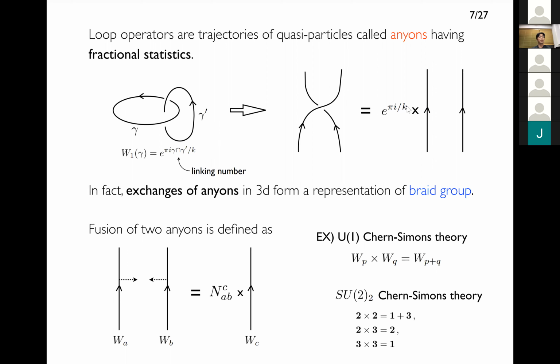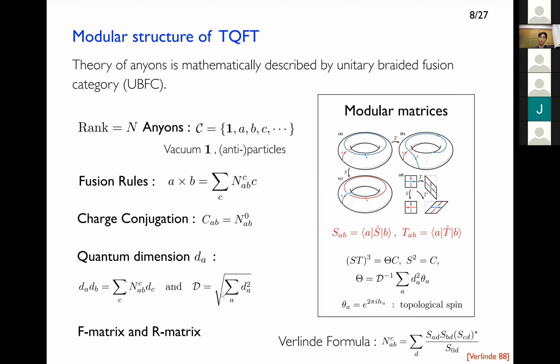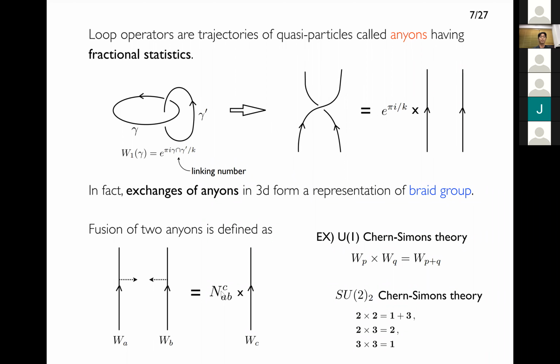So when anyons exchange their positions, the amplitude receives a fractional phase like this. In 3 dimensions, exchanges of anyons in fact form a representation of the braid group. This braiding statistics among the anyons is very important in 3D anyon physics. Fusions of 2 anyons also characterize TQFTs. Two anyons can fuse together and produce another anyon. Here, N^C_AB is called the fusion coefficient. It's a non-negative integer, and it tells us the fusion rules among the 2 anyons.